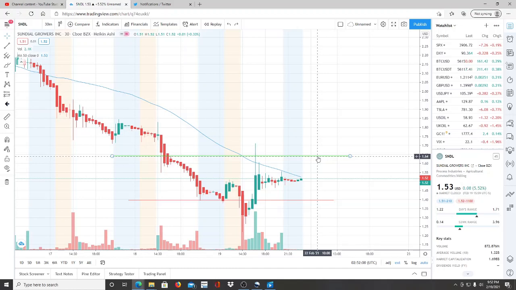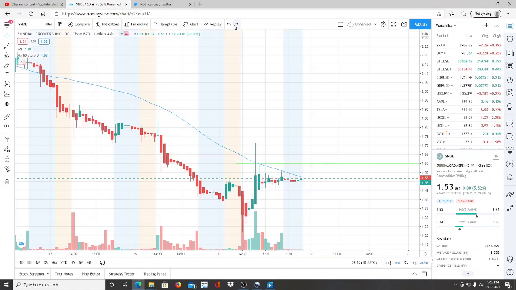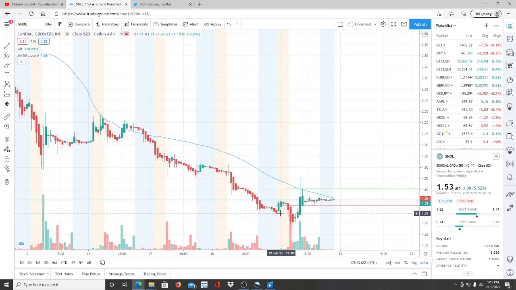Now, Sndl, Sundial Growers Inc. has had a slight jump, but it did not break through the resistance, right? It was not able to hold through it. It broke slightly through it, and then it got rejected, and then it tried fighting back up, nowhere near it. So let's see our new resistance and support. Things are looking pretty narrow here, and we're going to have to watch this carefully.